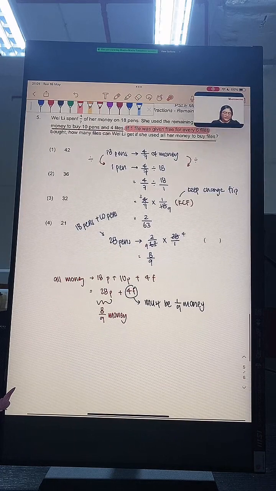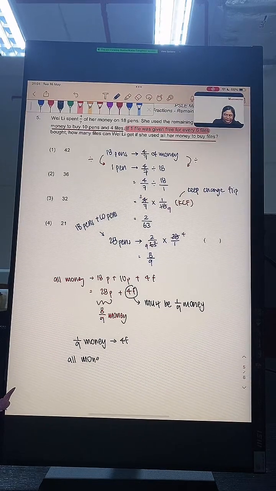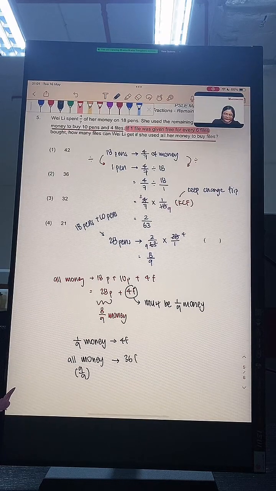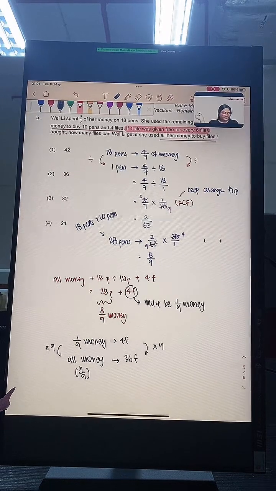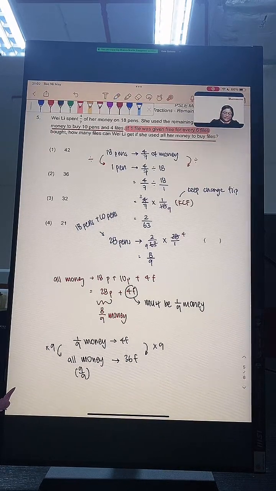Okay, so if 4 files is 1 out of 9 of her money, that means all her money, which is 9 out of 9, must be 4 times 9 to give us 36 files. Can you follow so far? 1 out of 9 of her money was spent on 4 files. So all the money, 9 out of 9, must be 36 files, times 9 here.